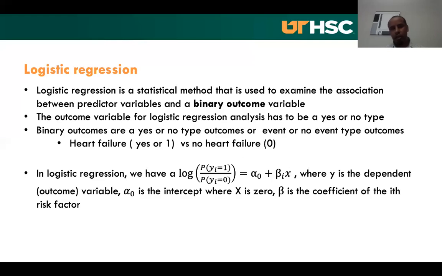In logistic regression, the intercept is not of great interest. Usually we rely on the beta coefficient, or the slope of the variables. The beta here is the coefficient of the i-th risk factor. When we have multiple risk factors or covariates, a beta coefficient is calculated for each of the covariates in the model.